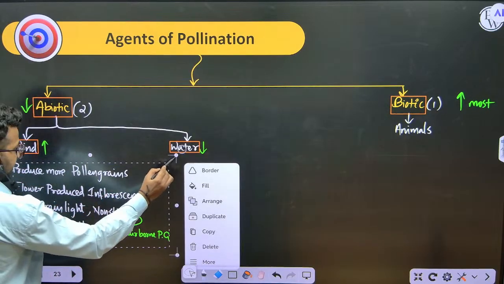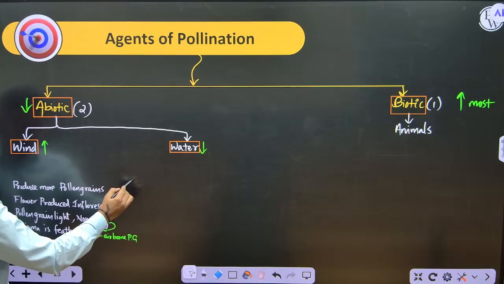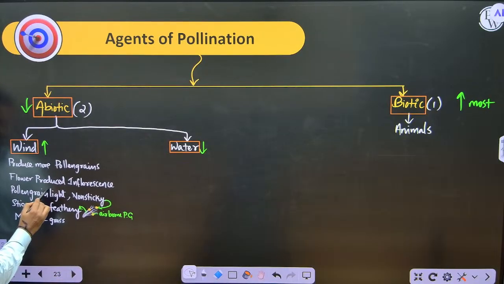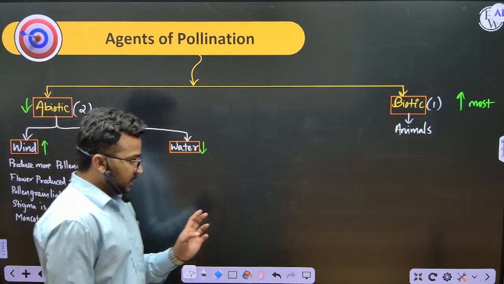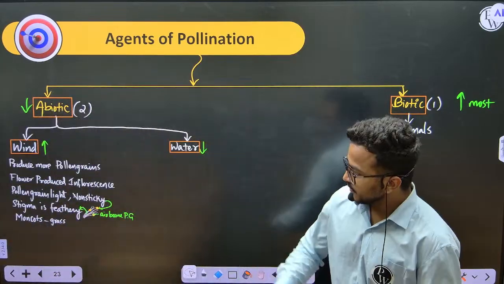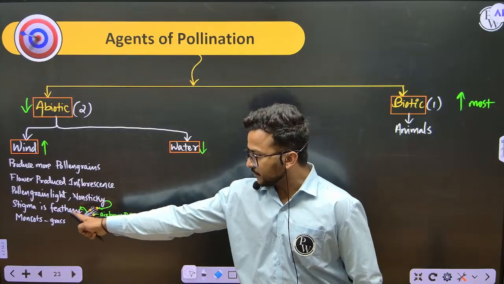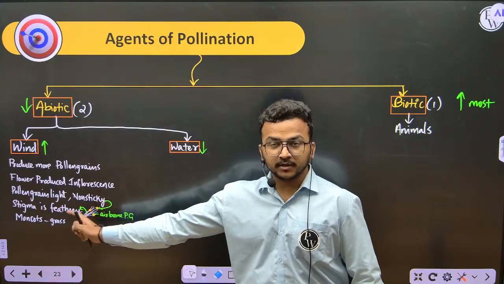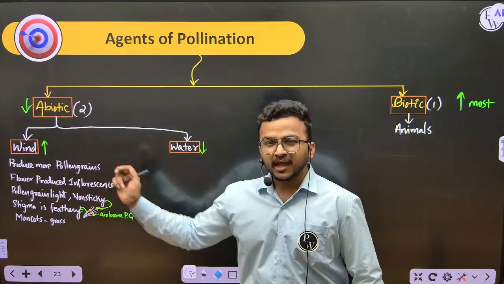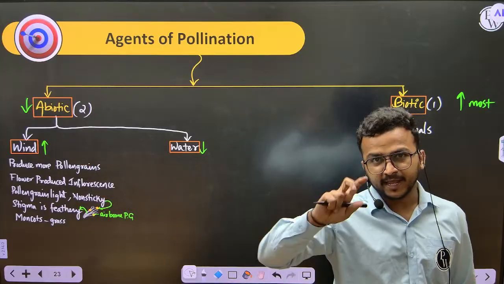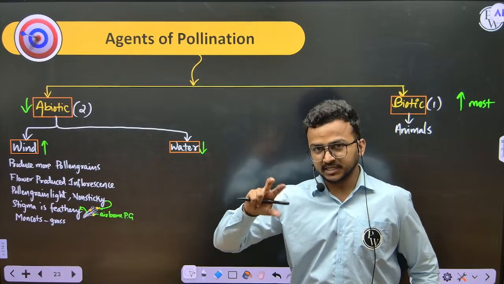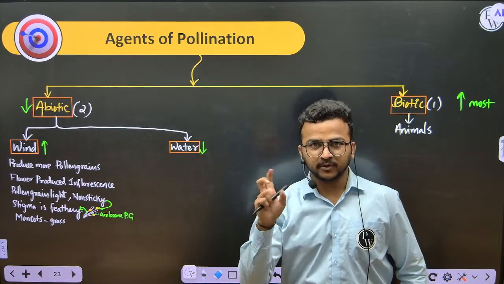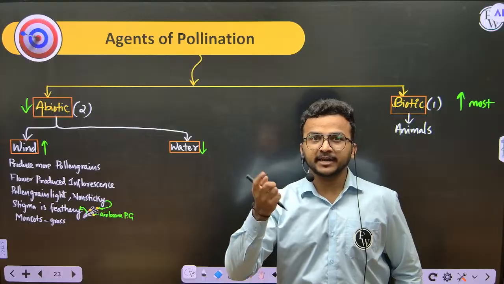So these are the characteristic features of wind pollinated flowers. You need to remember how the pollen grain is, how the stigma is, and where pollination will be taking place. And as an example, they have given one diagram also. That diagram is also important. In the book, in the right side corner, they have given one diagram of wind pollinated flowers.